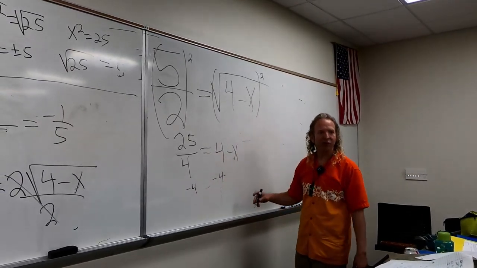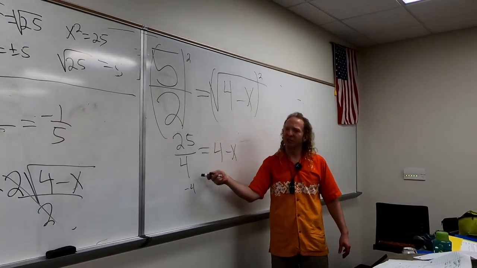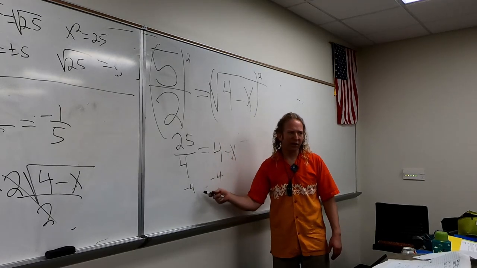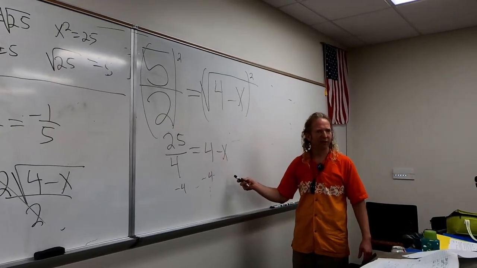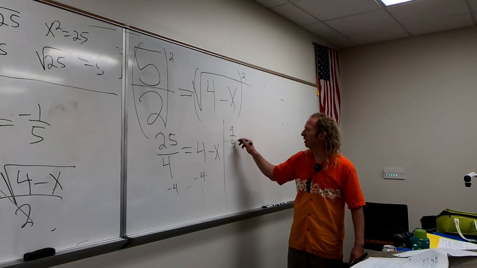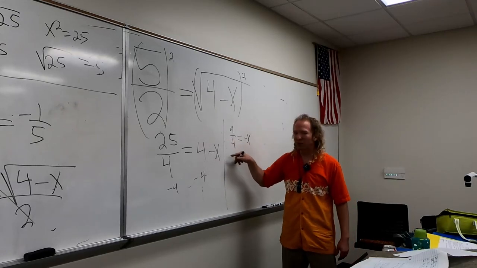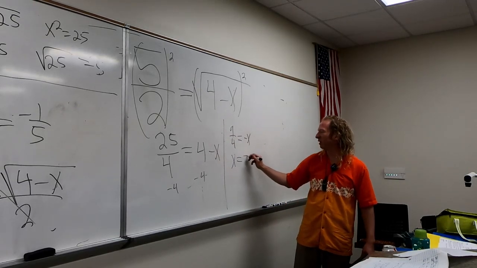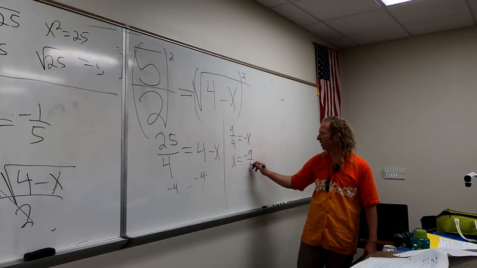So it'd be 9 fourths. 25 over 4 minus 16 over 4 is 9 over 4. Is that right? 25 minus 9. This will be 9 over 4 equals negative x. So x is equal to negative 9 over 4.